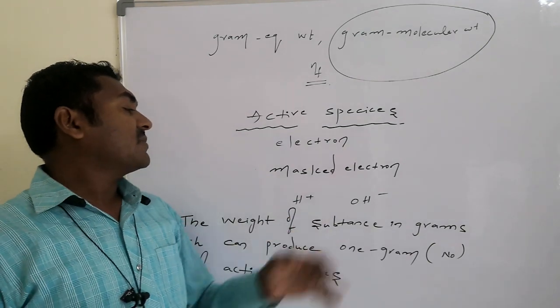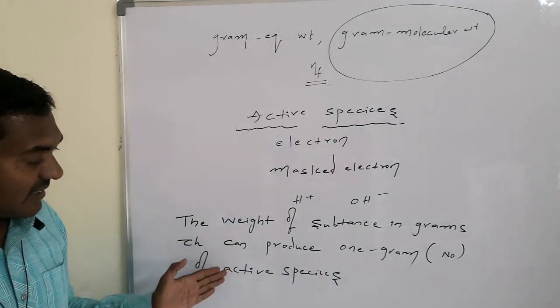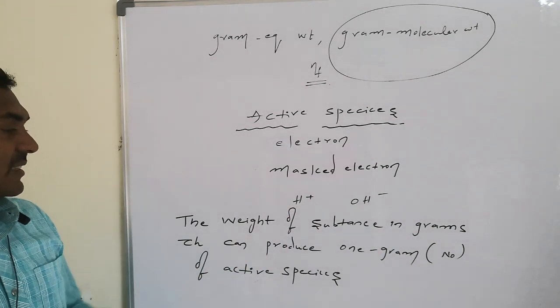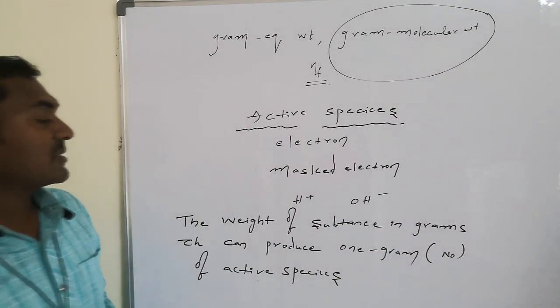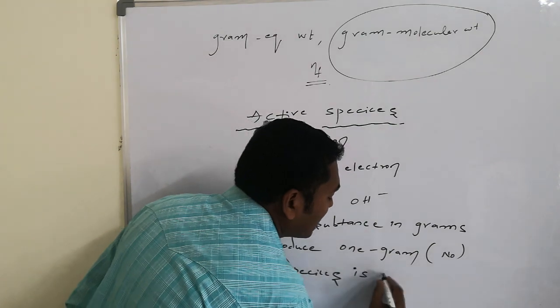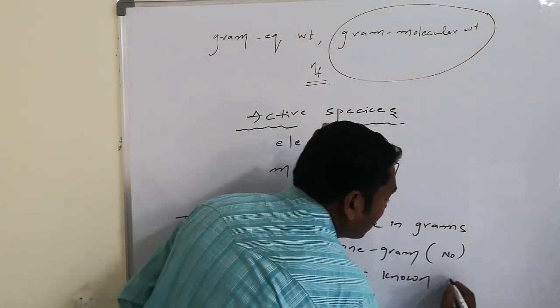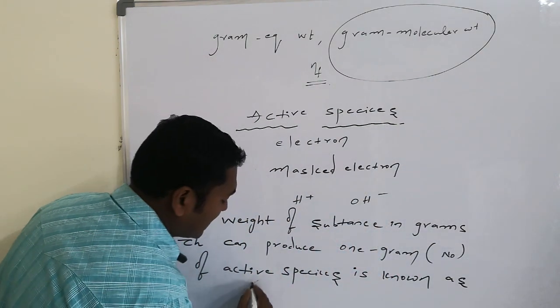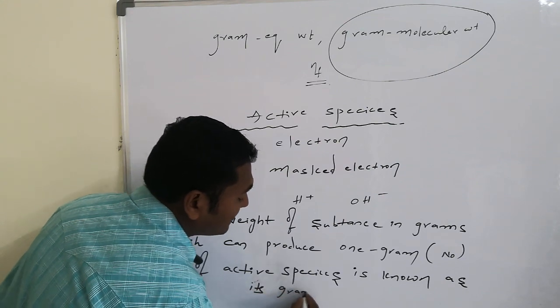Thus, the weight of substance in grams which can produce 1 gram, that is 1 Avogadro number of active species, is known as its gram equivalent weight.